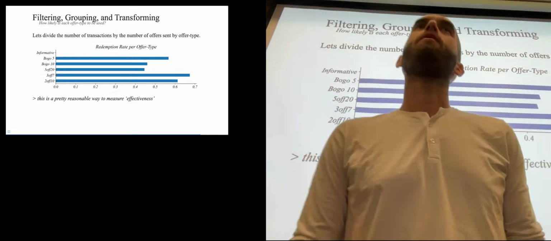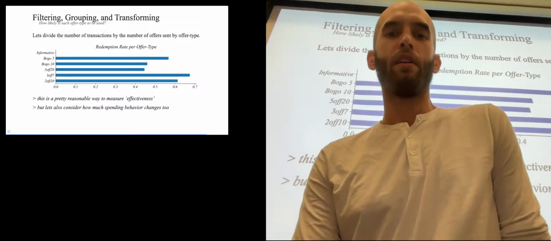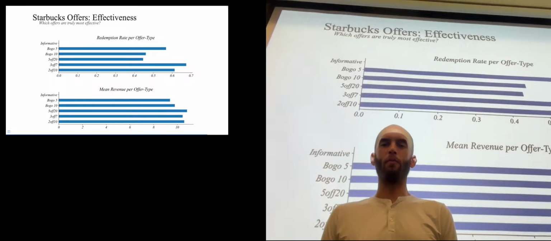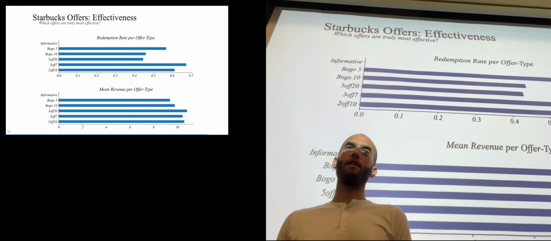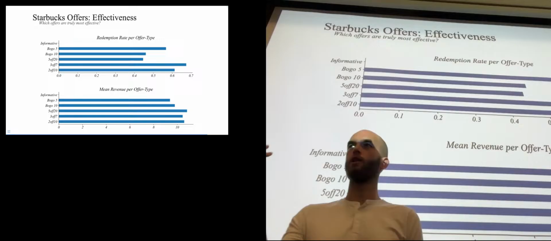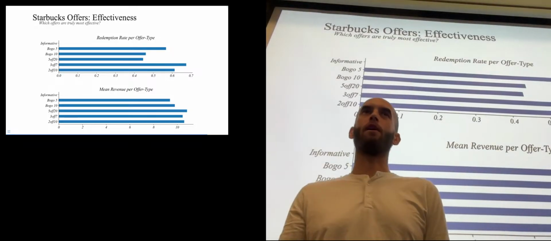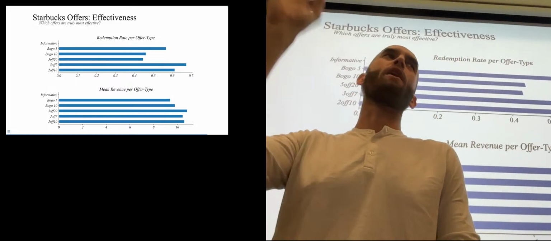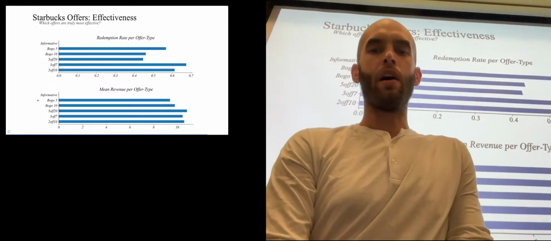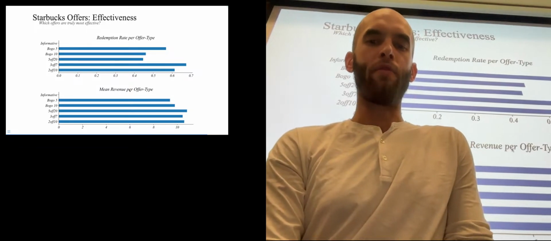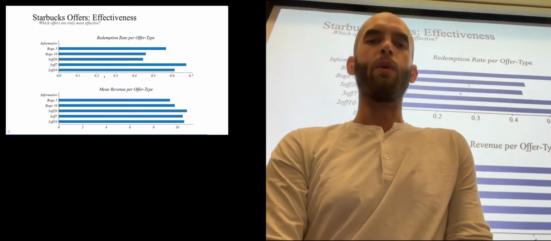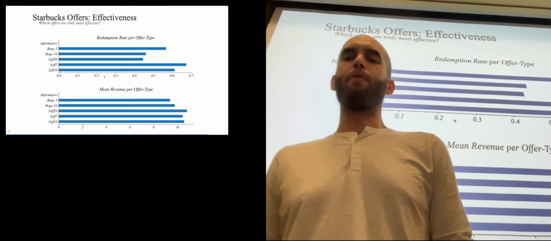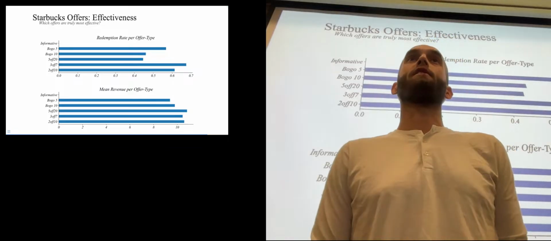But a question for you, maybe my last question of the day. I have 2, I think, pretty reasonable measures of effectiveness here. The first one we talked about is the average return for Starbucks, how much people are spending on average when you send out an offer, which is the mean revenue per offer type. And then we have the redemption rate we just talked about, which is the probability of people using each one of these offers once they're sent.